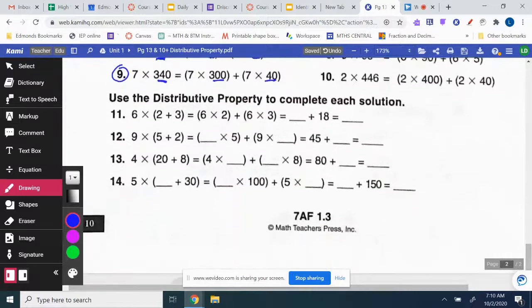They go back to the horizontal to have you solve this. So 6 times the quantity of 2 plus 3 equals the quantity of 6 times 2 plus the quantity of 6 times 3. What a mouthful. So they want me to solve for this blank, and that's 12. And 18 plus 12 is 30. So try this out, watch the videos, and do the slide.